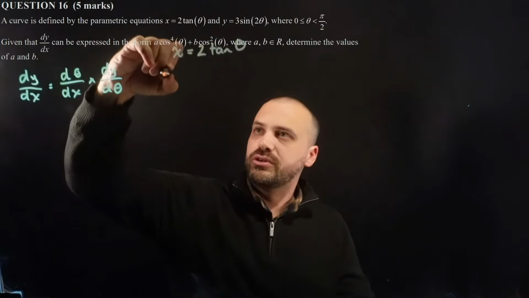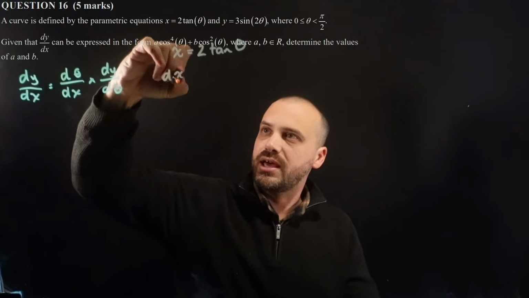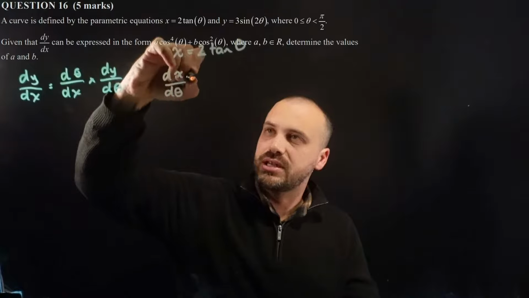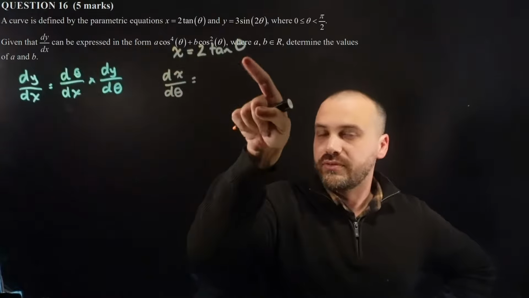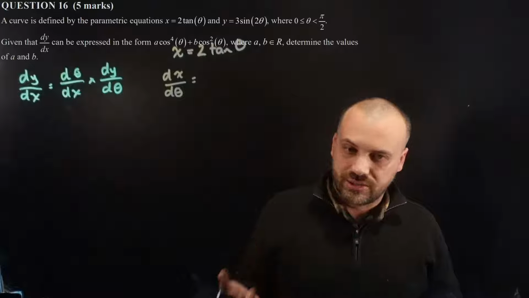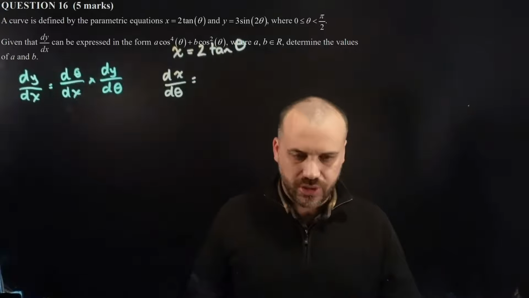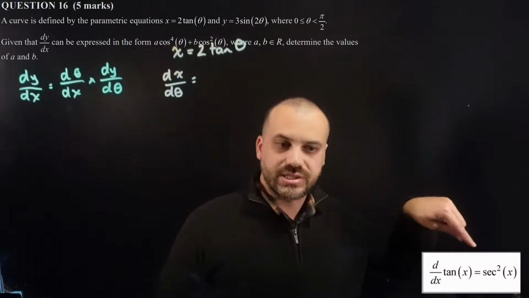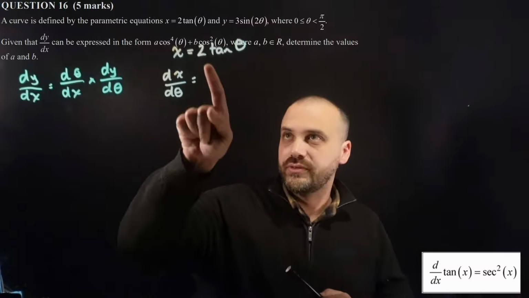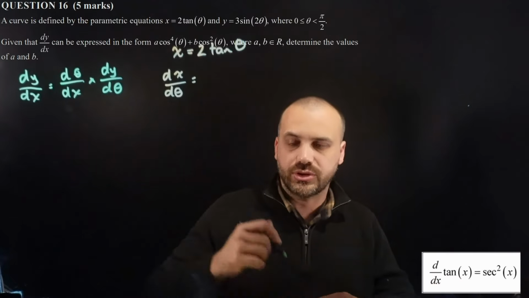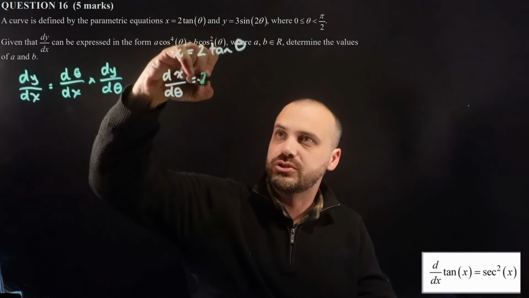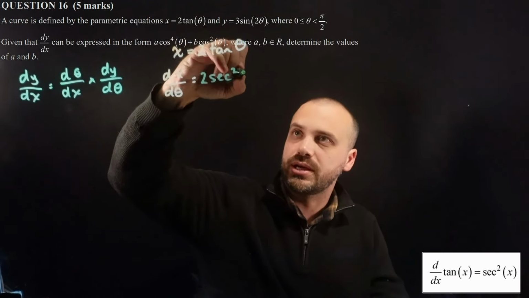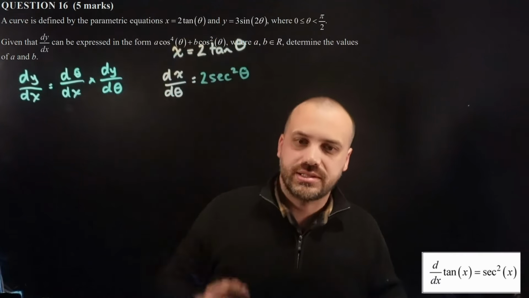All right, the derivative of x with respect to theta is equal to whatever the derivative of 2 tan theta is. Now, I don't expect you to memorize everything. You've got a formula sheet. The derivative of tan x is equal to sec squared x. So the derivative of 2 tan whatever is equal to 2 sec squared whatever. So 2 sec squared theta in this case.